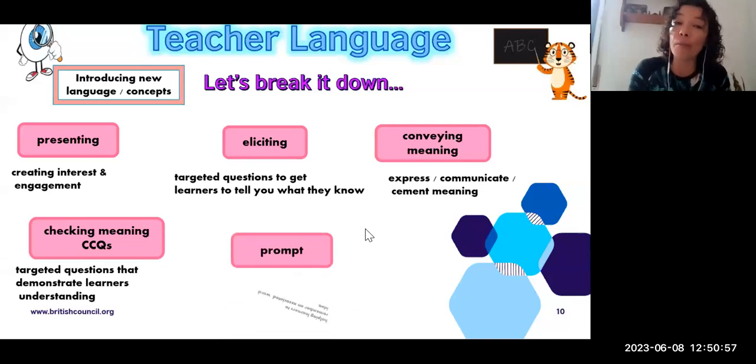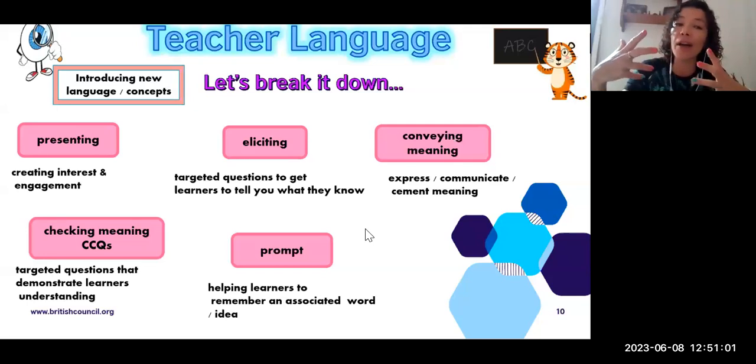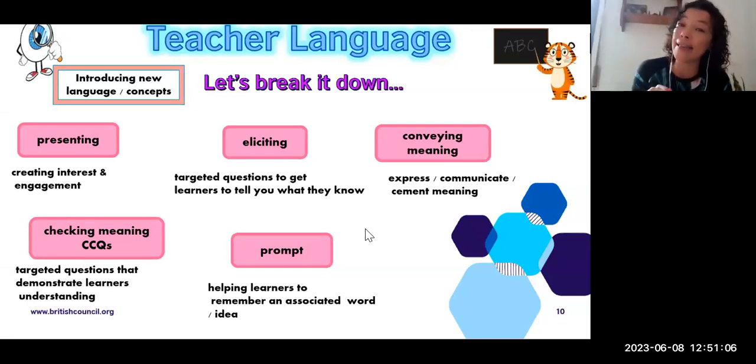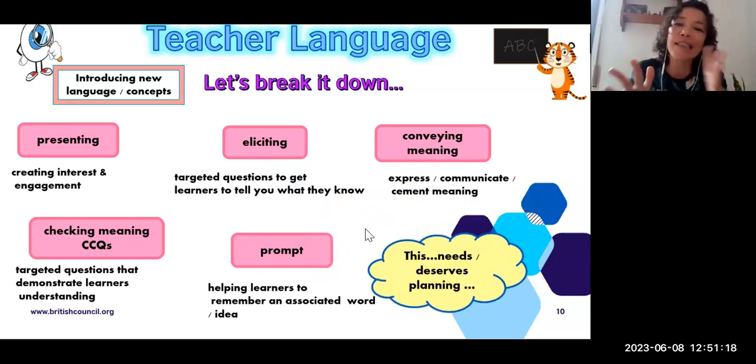We may also prompt. So this really depends on what you're doing a little bit. This is to help learners to remember an associated word or an associated idea, which also helps with retention of the concept or the language. So this is quite a lot, really, which we can do to support our learners in their understanding. So I feel this kind of needs and maybe deserves a little bit of planning as well.